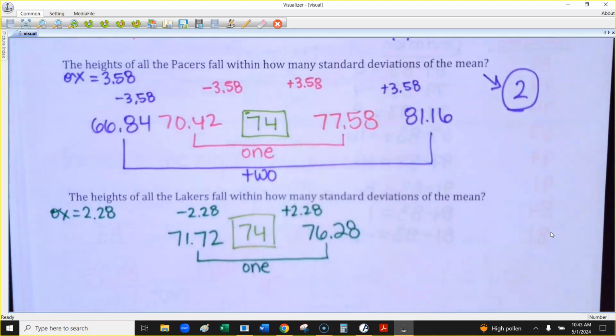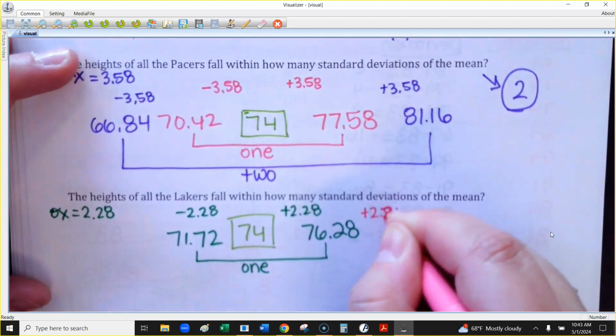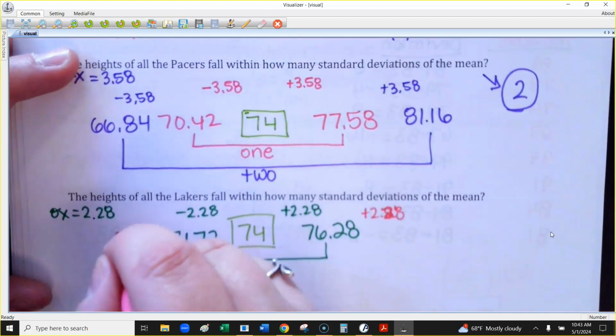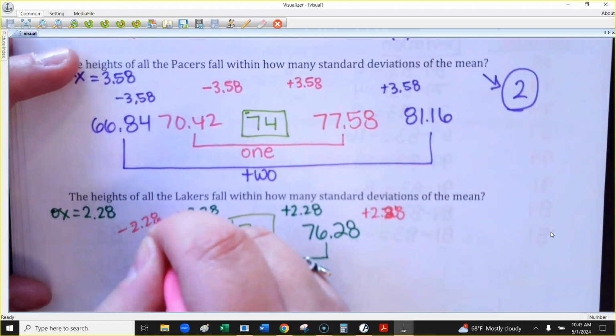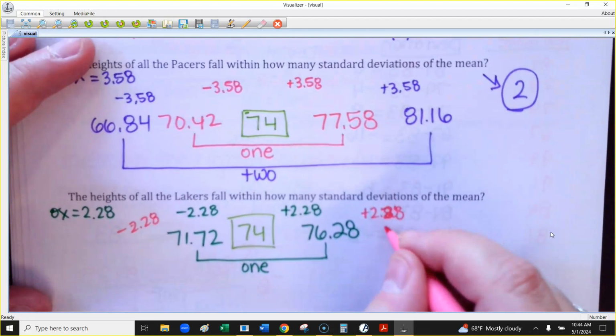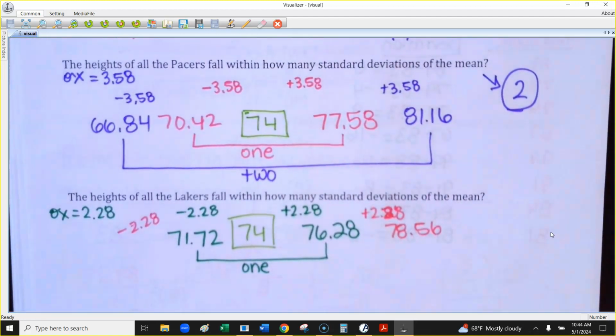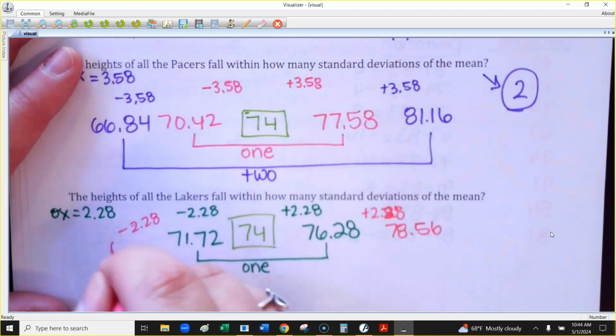Okay, definitely not covering everybody, right? The shortest person was 69 inches, the tallest person was 79, so we got to go out farther. Okay, so I'm going to repeat the process. So standard deviation here was 2.28, so I'm going to add it and I'm going to subtract it on both ends. So 76.28 plus 2.28, this would be 78.56, and 71.72 minus 2.28, 69.44.